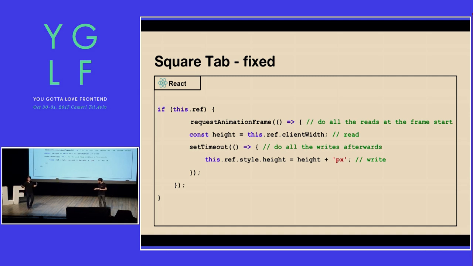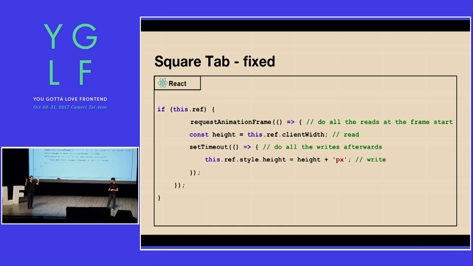This means that we have 500 tabs, like we said. And each tab on its own does the read. It checks its own width. But they're all doing it together, one after the other. And nobody wrote anything, so it's all fine. And then after they all finished, they all do the timeout. And because it's async, it's doing the writing afterwards. So it's doing all the reads together and all the writes at the end.